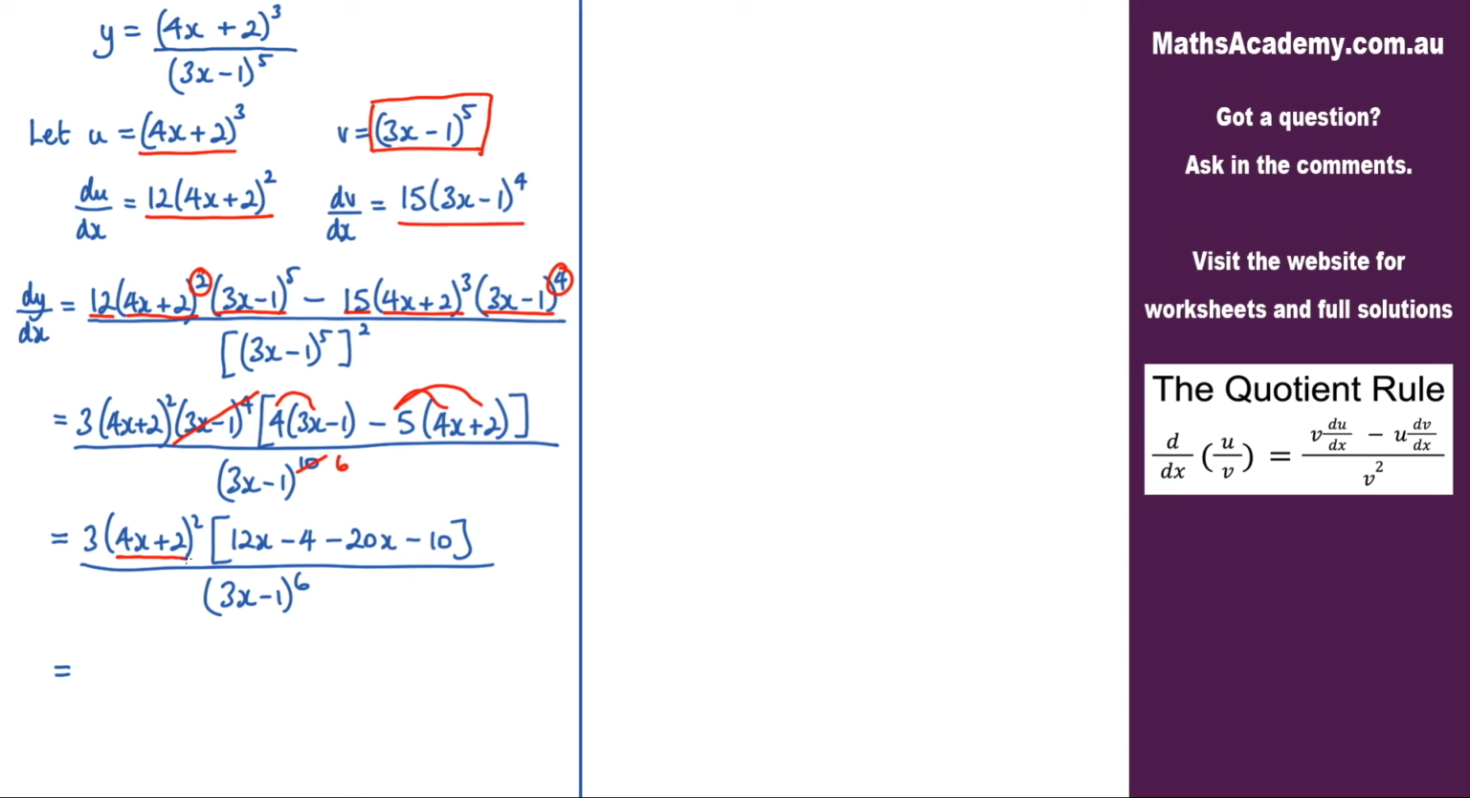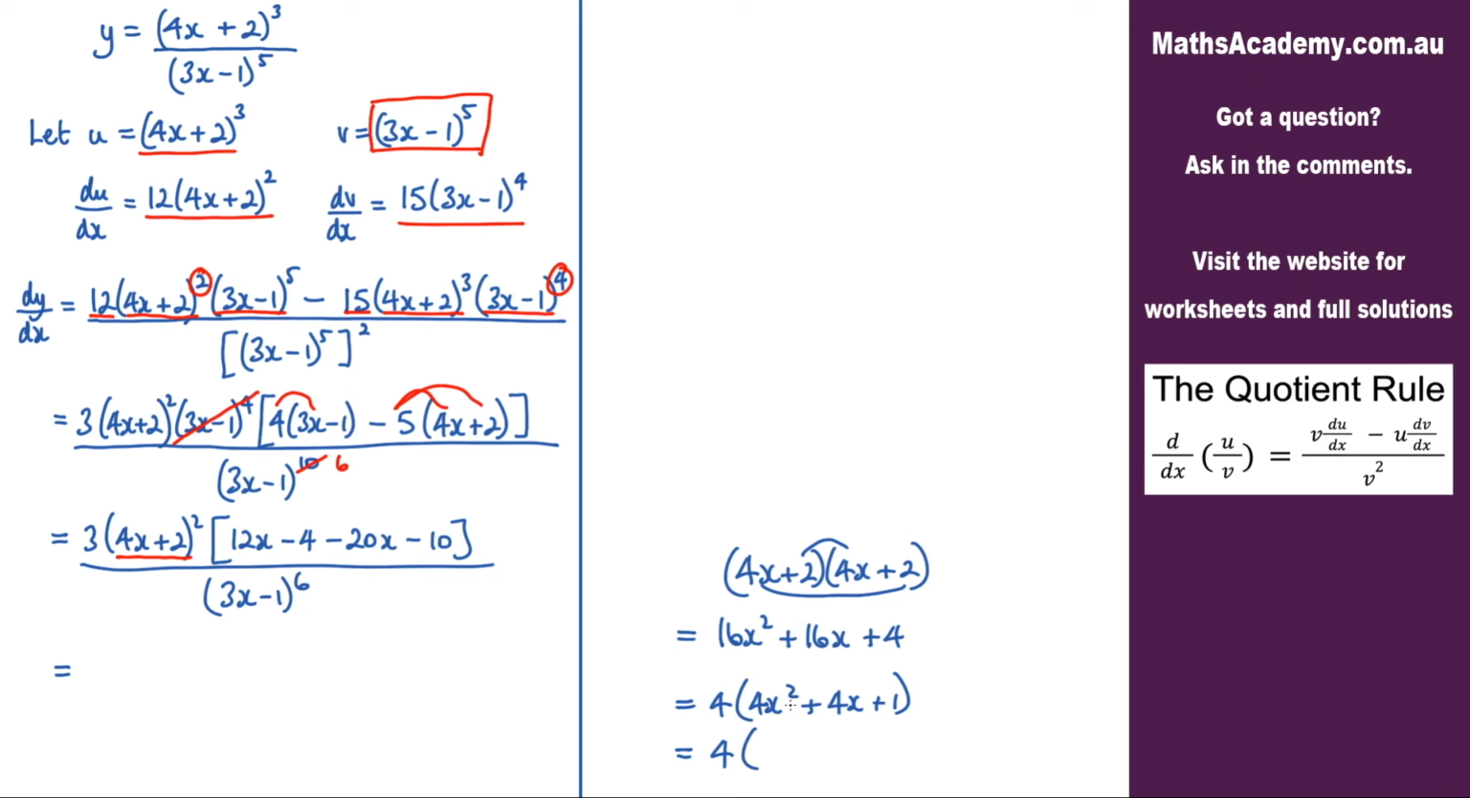Now this (4x + 2) squared here, we could actually factor out a 4 from here. And if you're not sure, just let me show you over here. What we'd have is (4x + 2) squared, so (4x + 2) multiplied by (4x + 2). When we expand that, we would get the 16x squared, we get 8x here and 8x here, so it'd be plus 16x and then plus 4. So we can factor out a 4 from here and be left with 4x squared plus 4x plus 1, which is 4 times that. And then the 4x squared plus 4x plus 1 is (2x + 1) squared.